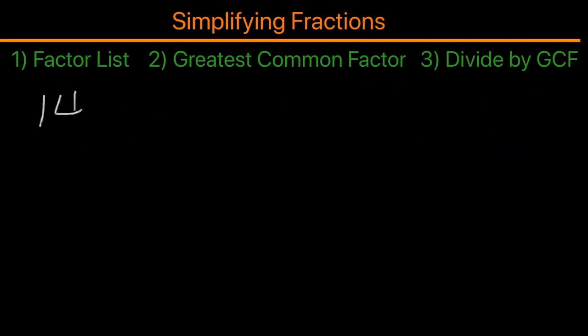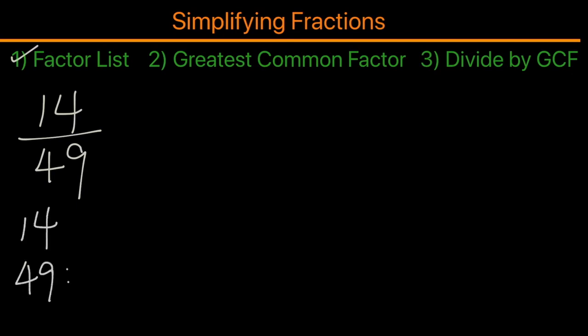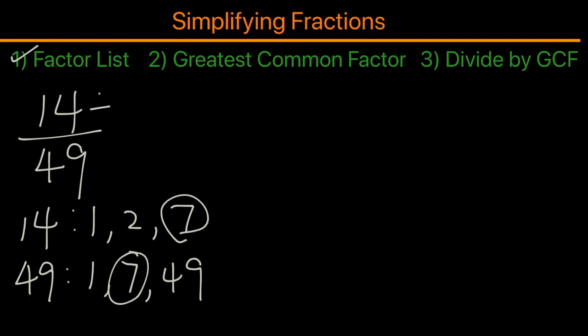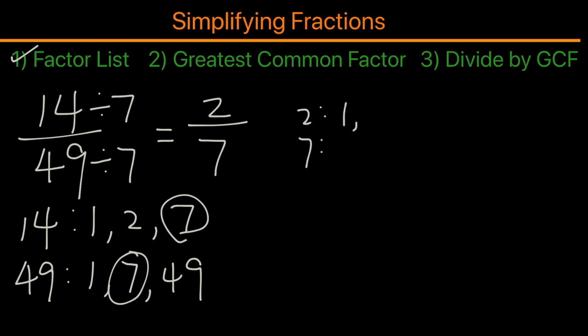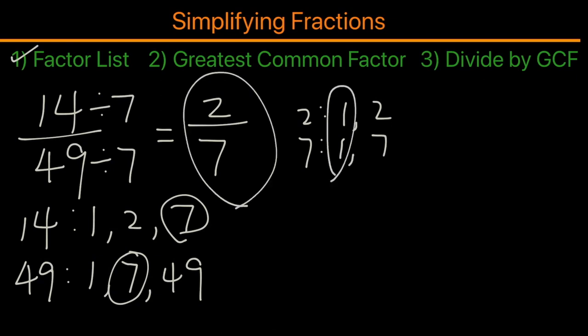Here's another question. 14 over 49. We're finding the factor list. For 14: 1, 2, and 7. For 49: 1, 7, and 49. Greatest common factor, 7. Dividing by 7, we get 2 over 7. And then, final check, 1 and 2, 1 and 7. So that's the answer. So these 4 are examples of how you would simplify fractions.